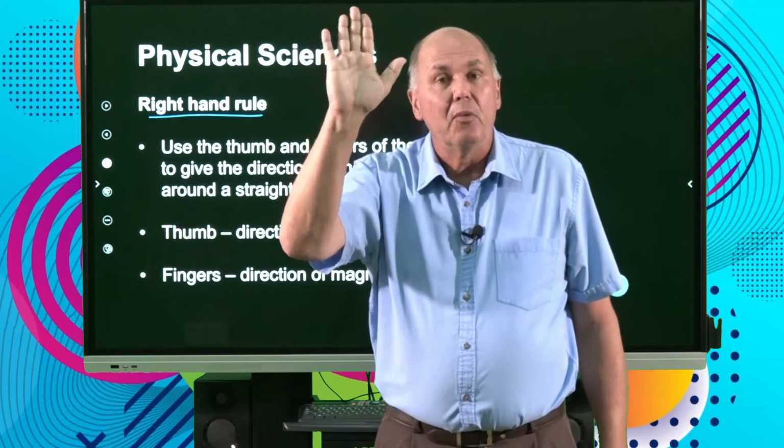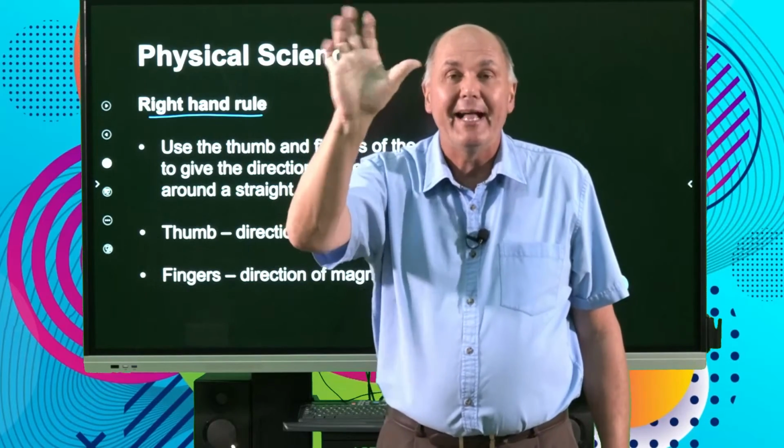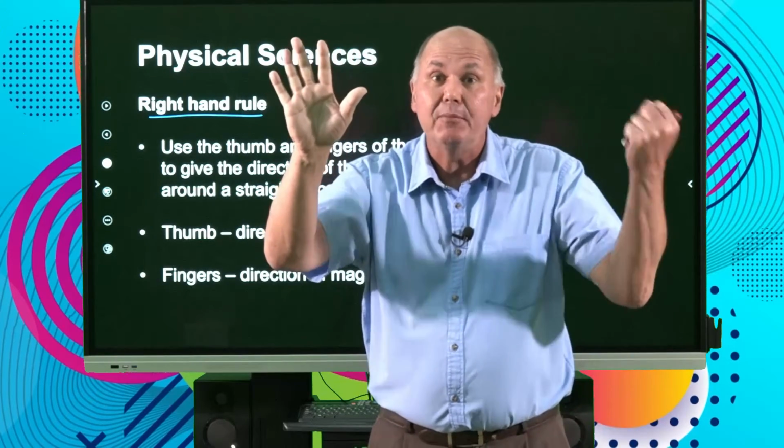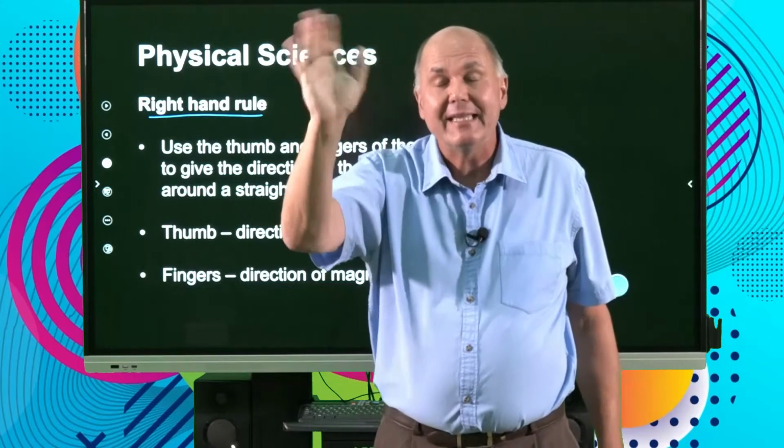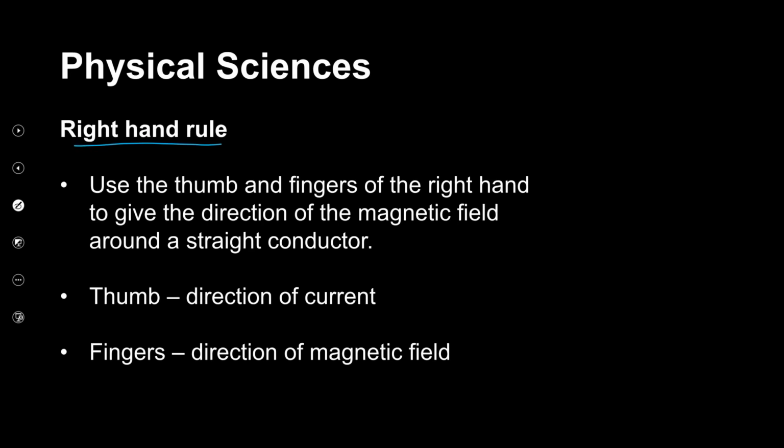So if you're right-handed, you need to take the pen out of your hand and make sure that's the hand that you're using. I happen to be left-handed, so I know it's the other hand. And look at exactly what we're going to do. We're going to use the thumb and the fingers of the right hand to give us the direction of the magnetic field around a straight conductor.